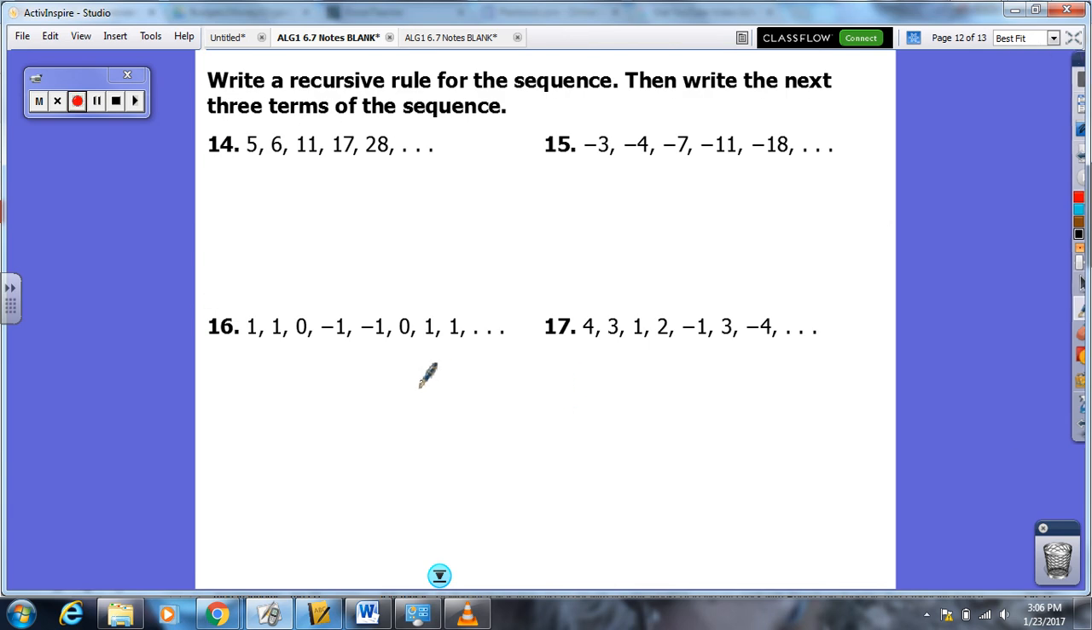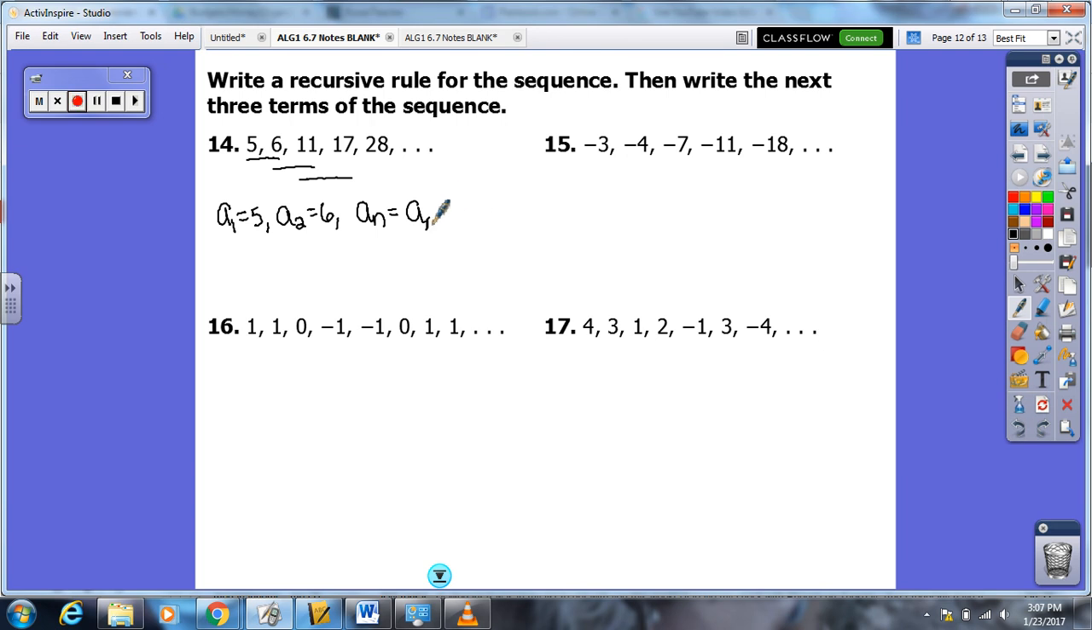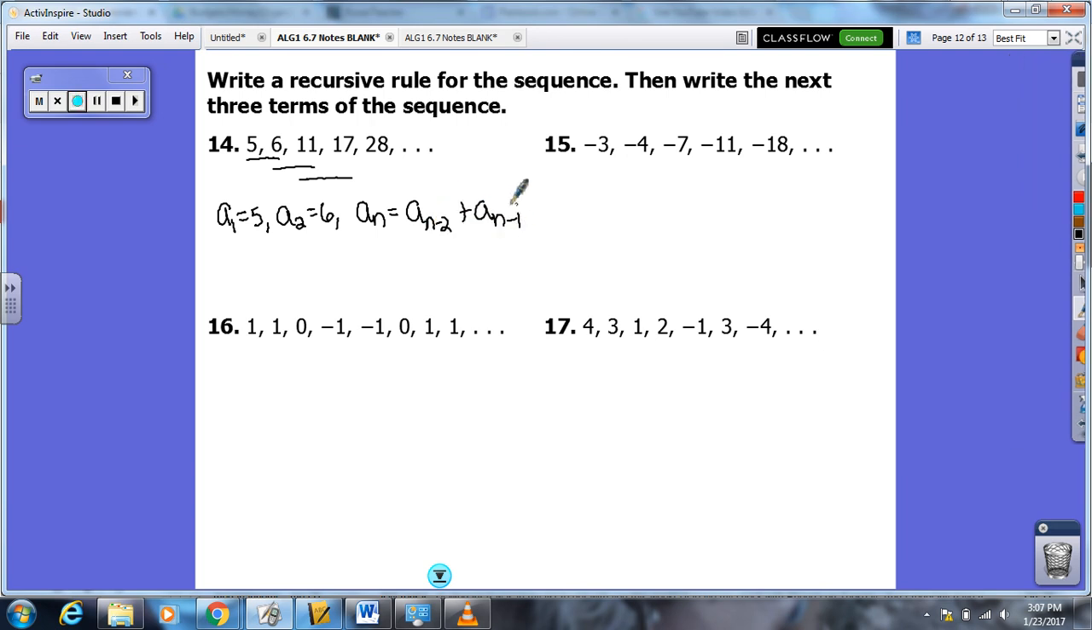Okay, so over here, this one's wanting us to write the recursive rule and then write the next 3 terms of the sequence. So you can tell this one's looking very similar to the last one. We're doing 5 plus 6 to get 11, and then we're doing 6 plus 11 to get 17, 11 plus 17 to get 28, and so on. So I know that if I define the first 2 terms, because I'm using 2 terms to get the next thing, not just multiplying by the term before or adding to the term before. So if I define the first 2 terms, and then this is very similar to the last one, I'm taking the term 2 before it, so I'm going to do n minus 2, plus the term right before it, so I'm going to do n minus 1.